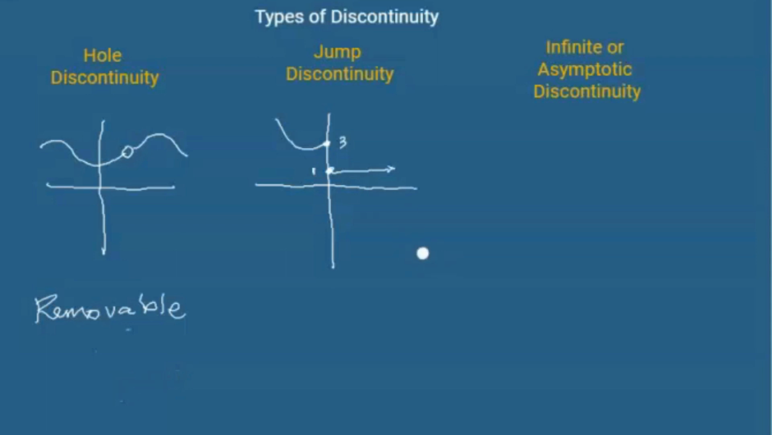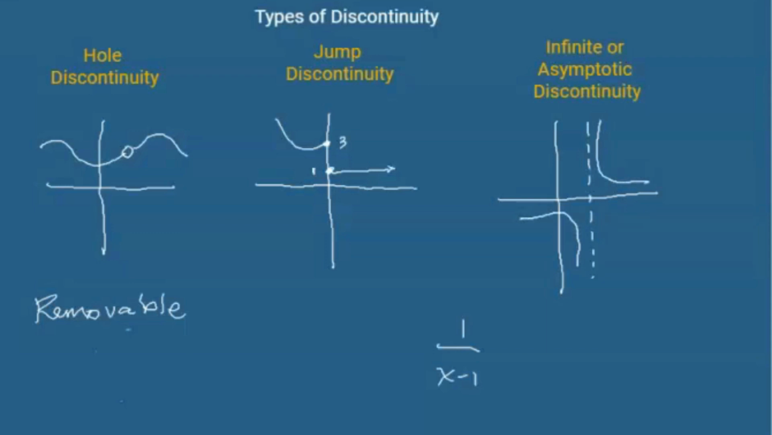The next one is the infinite or asymptotic discontinuity. In this type of discontinuity, at least one of the two limits is infinite. It has a vertical asymptote. For example, we have the function 1 over x minus 1. If you graph this, it will look like that.